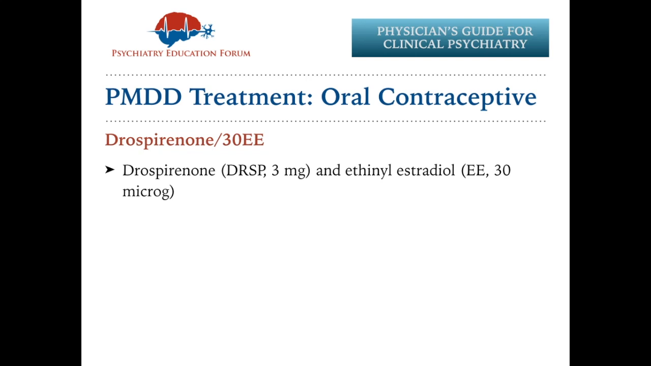Before I talk about them, let me briefly tell you what exactly they are and why are they used in PMDD. So DRSP is a spironolactone-like progestin. It has an anti-androgen effect, anti-mineralocorticoid activity, and studies have shown that spironolactone have some beneficial effect in premenstrual syndrome. I will talk about that in a few minutes.